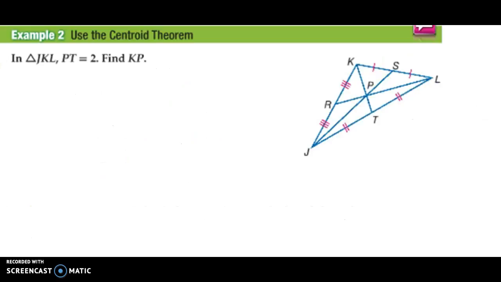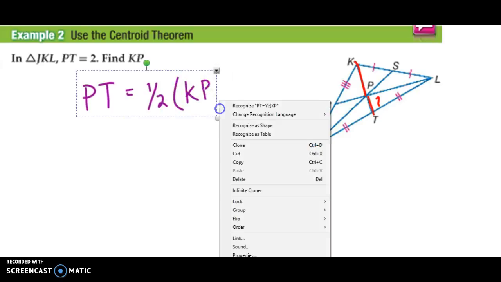Example 2, use the centroid theorem again. So it says if we have triangle JKL, PT right here is 2 units in length. Find what QP is right here. Okay, again, we could do kind of the same thing we did before. If PT is 2, how many units is the whole thing? You saw in the last example that PT, the short side, is going to be half as long as the longer side of the whole thing.